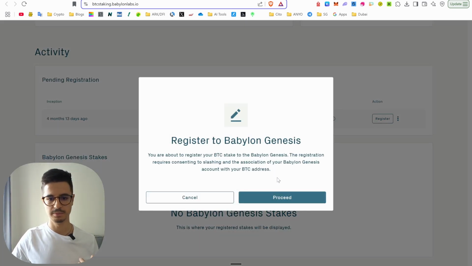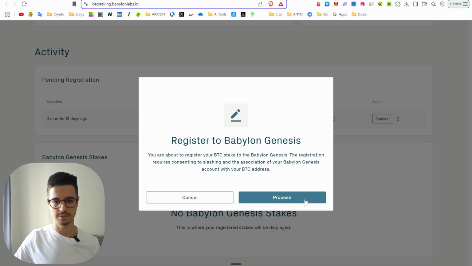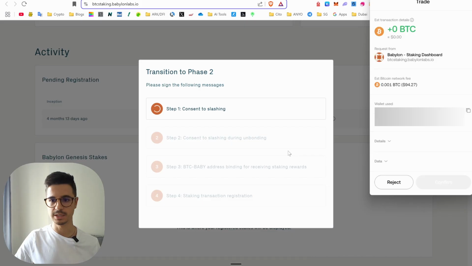You're about to register your Bitcoin stake to Babylon Genesis. The registration requires consenting to slashing and the association of your Babylon Genesis account with your Bitcoin address. All right, so both addresses have to be linked, so that in the background the validators can assign these two addresses to each other. So we click on proceed.